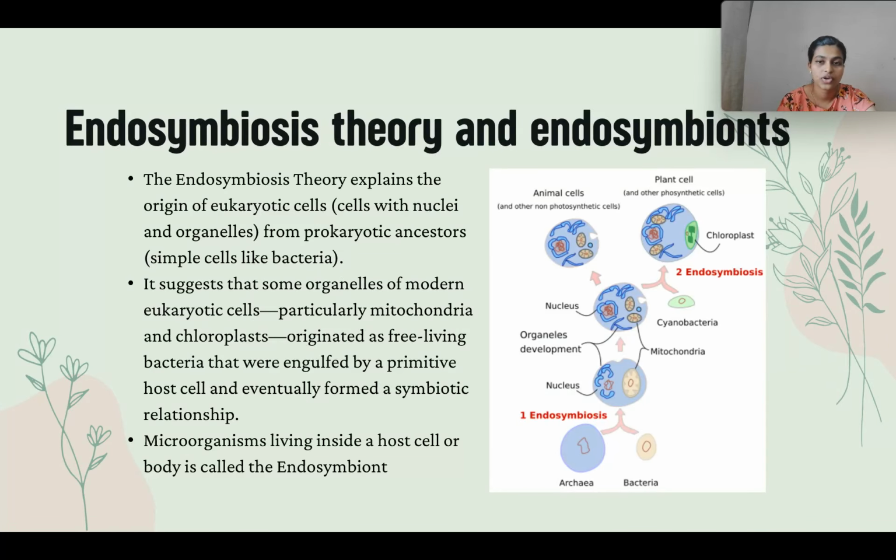Next is endosymbiosis theory and endosymbionts. The endosymbiosis theory provides important evolutionary concepts in biology. It explains how eukaryotic cells evolved from simple prokaryotic ancestors. According to this theory, organelles such as mitochondria and chloroplasts were originally free-living bacteria which were engulfed by primitive host cells.